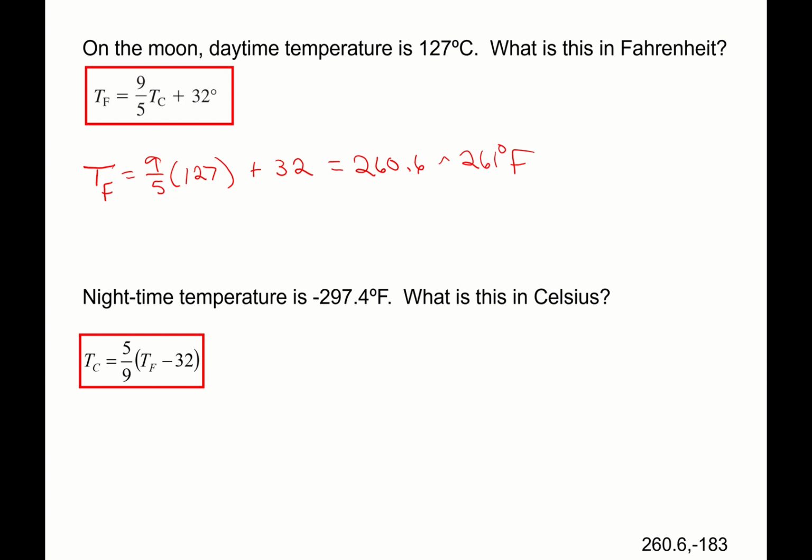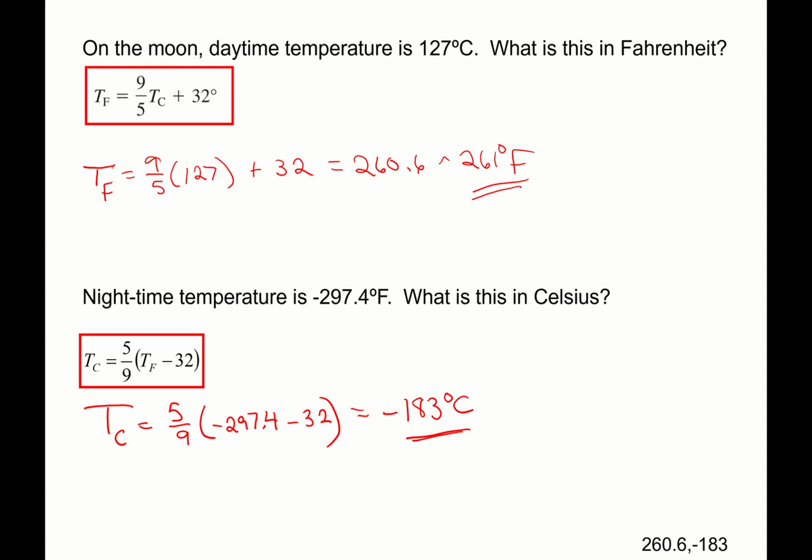The nighttime temperature is minus 297.4 degrees F. What's this in degrees C? Well, temperature in degrees C is 5/9 times T_F minus 32, which is minus 297.4 minus 32. So you have to subtract 32 before you multiply by 5/9. And I get minus 183 degrees C.